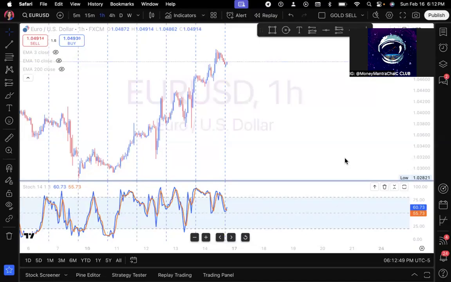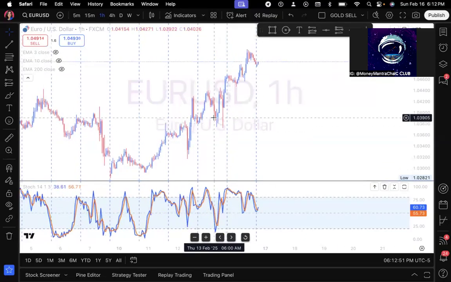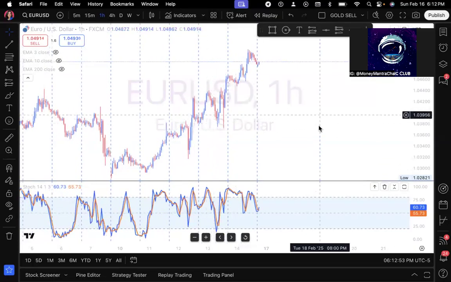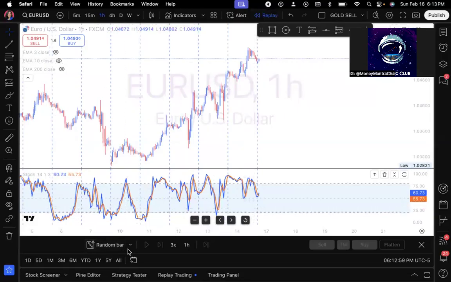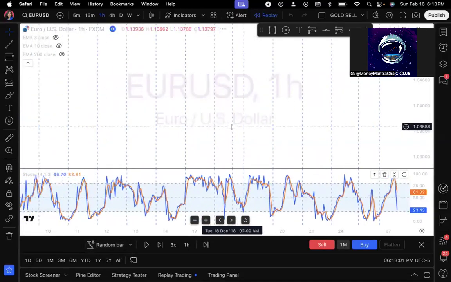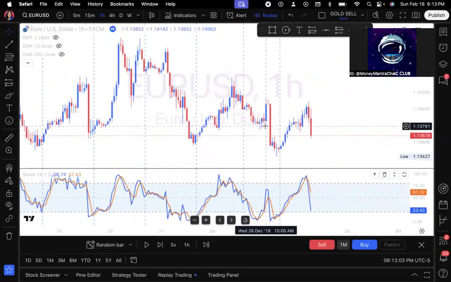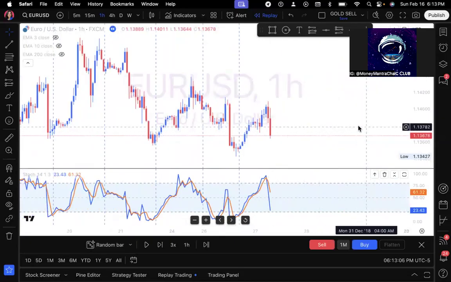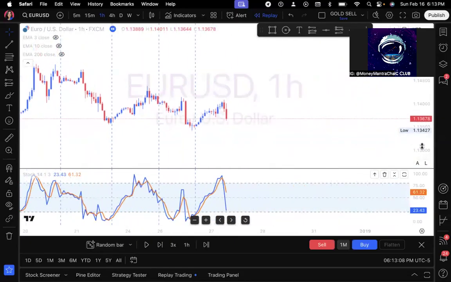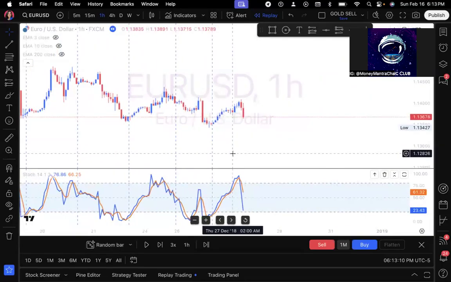So the first way that you can go about setting multiple TPs is, again, to target those previous highs and lows. So I'm going to put the chart in replay mode, select a random bar, and we are going to work through this.